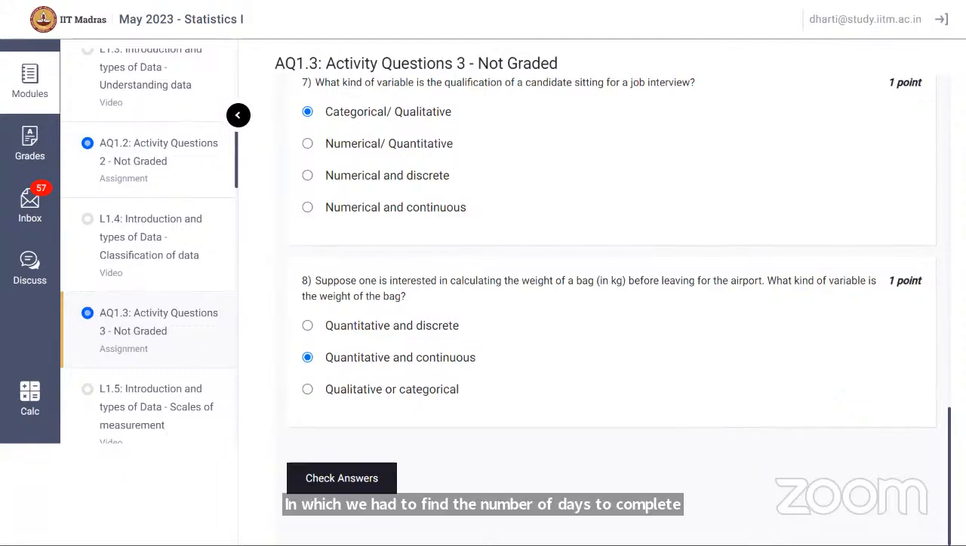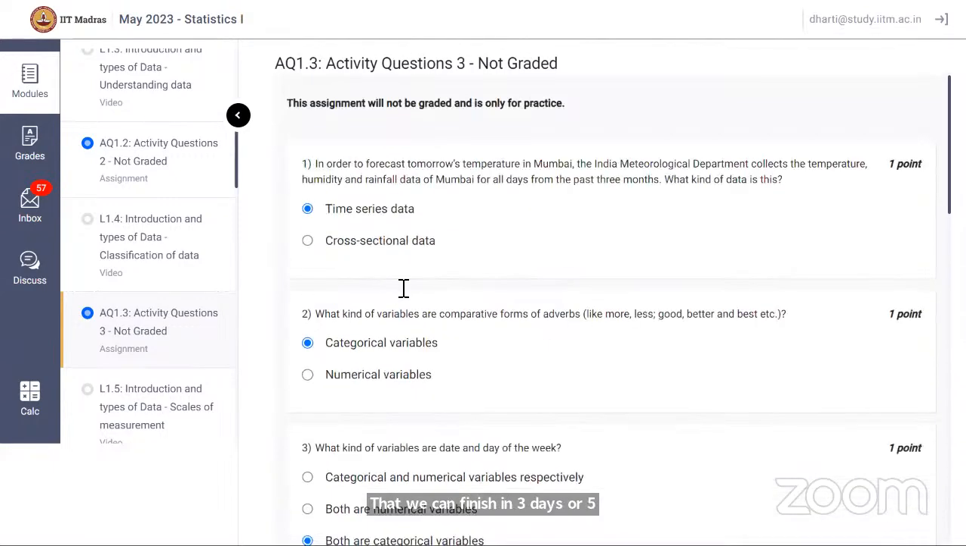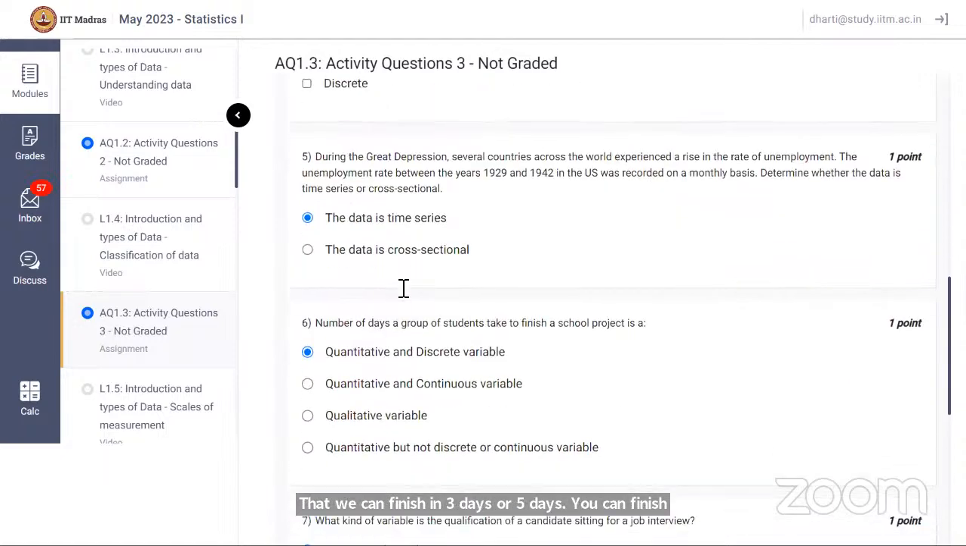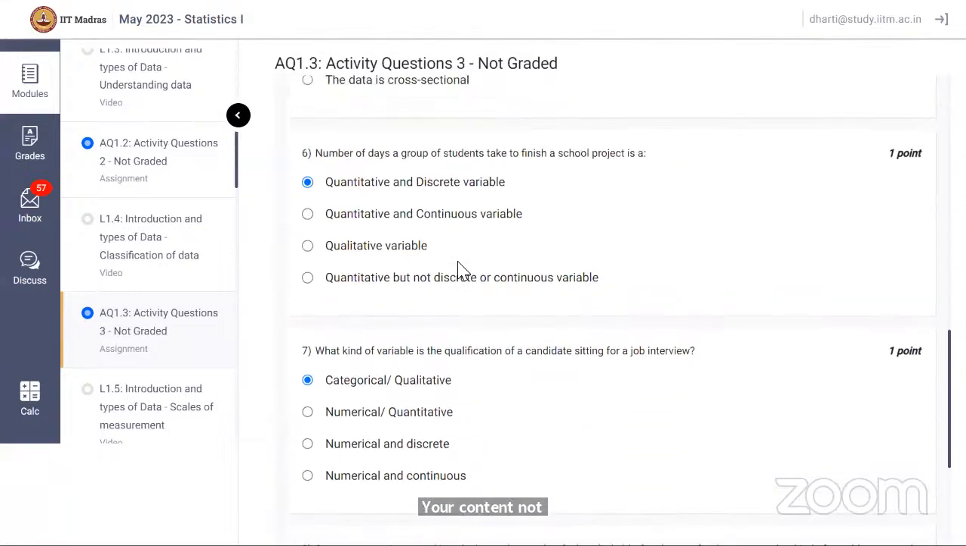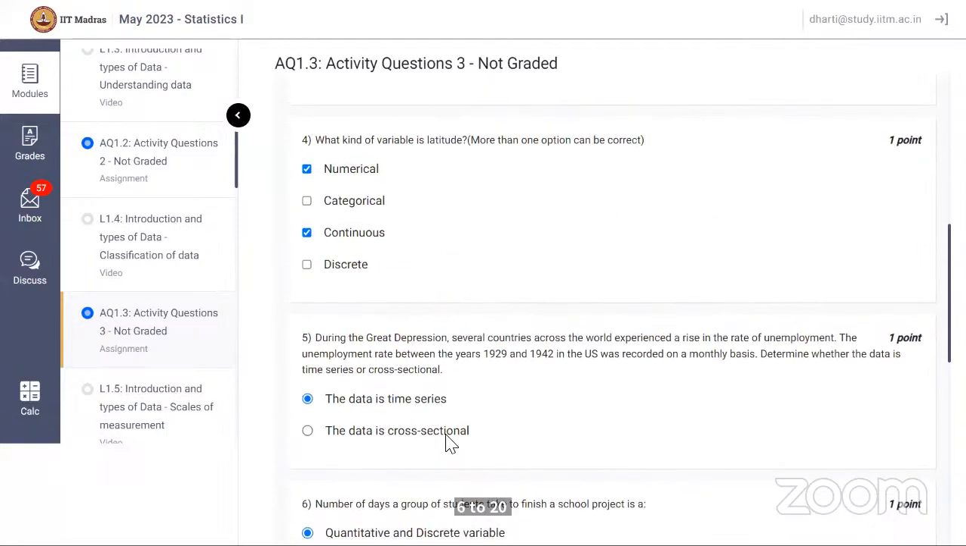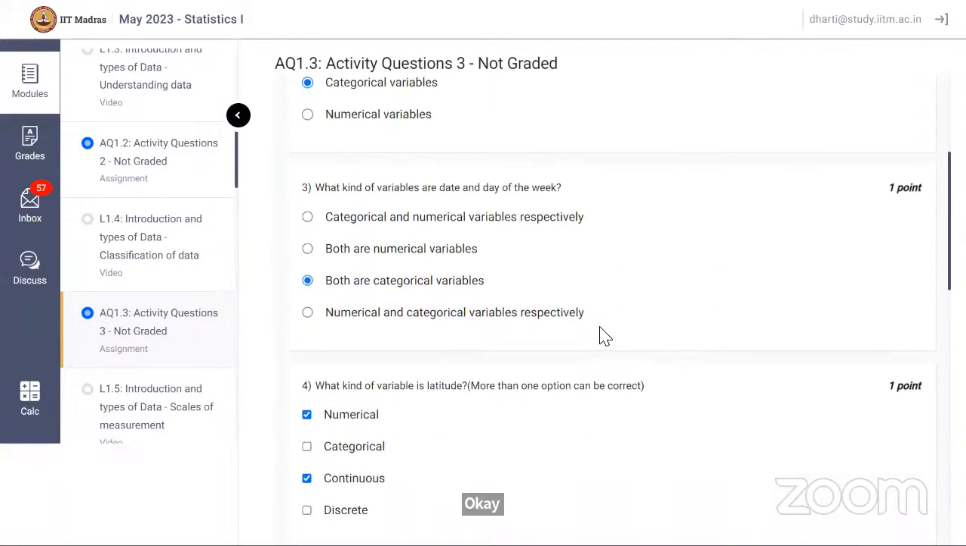Yeah, see, that we can finish in 3 days or 5 days. You can finish in any number of days, right? But the number of days will be fixed, na? You are counting, not measuring, right? For example, I have fixed a range of 6 to 20 kg, as I mentioned here. Similarly, for that project completion, where it was, yeah, this one, the time limit was 10 days.